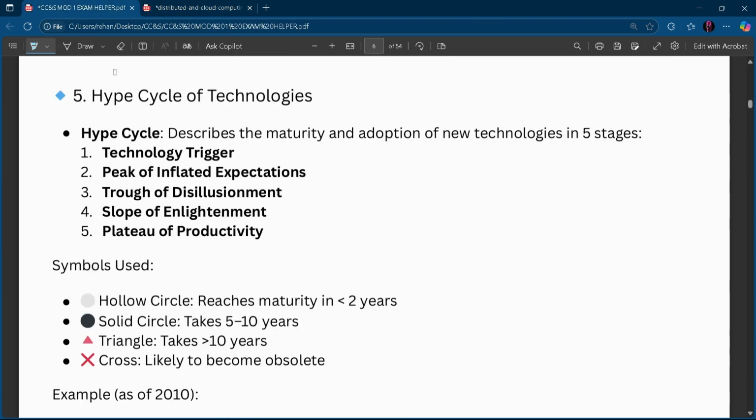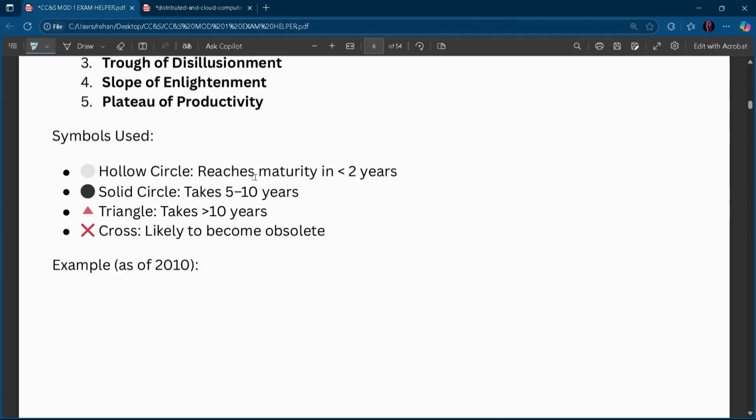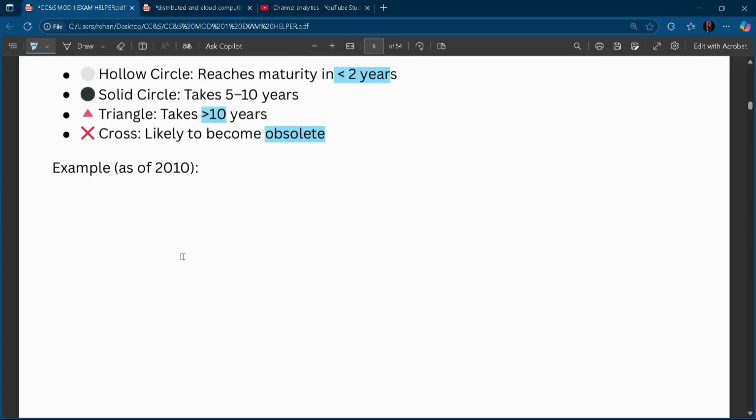Then you have five symbols through which you explain. Hollow circles reach maturity in less than 2 years. Solid circles take 5 to 10 years, and triangles take more than 10 years. Cross means likely to become obsolete, like it has lost its place, like an empty box. It won't have any increase. It's like rejected, like it won't be used much anymore. It's like putting a full stop to its career.